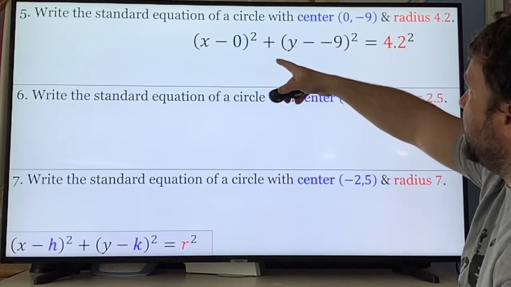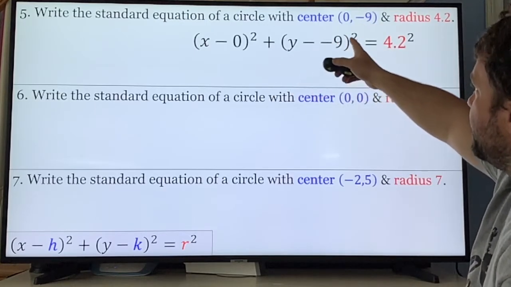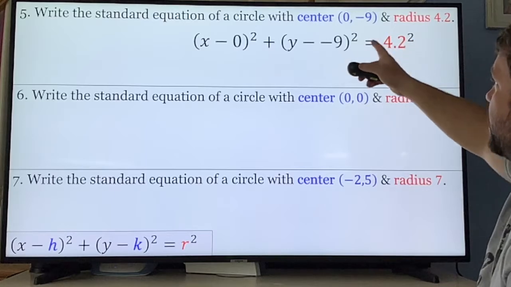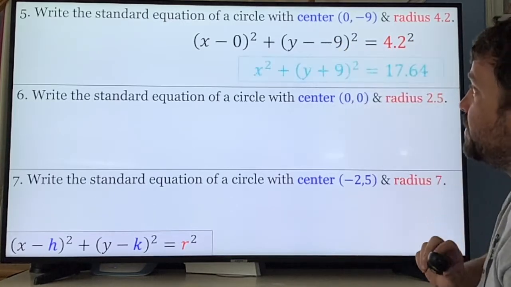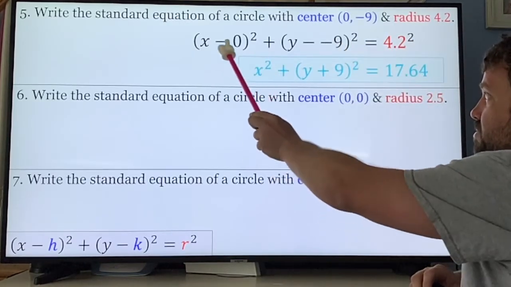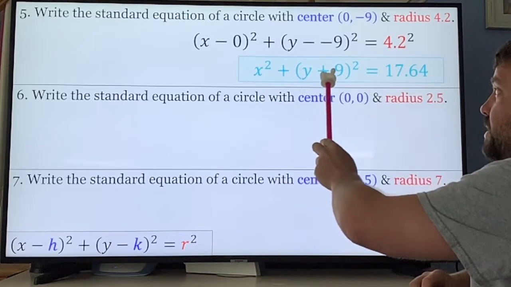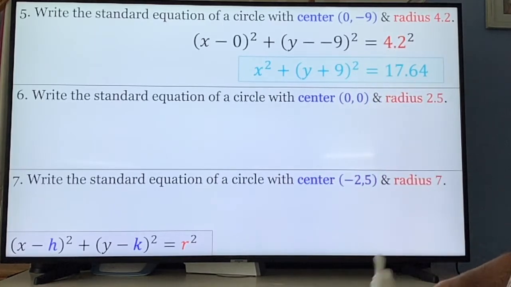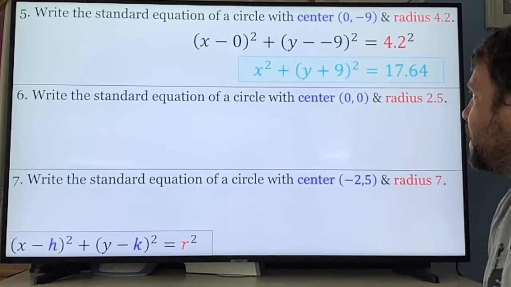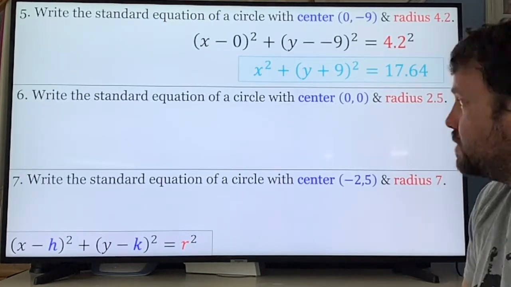h, k: x minus 0 squared, y minus negative 9 squared, 4.2 squared. Minus a negative is a positive. So your answer is x squared, anything minus 0 is itself, y plus 9 squared equals 17.64. Good. And I'm rounding it to the hundredths just because I want to.